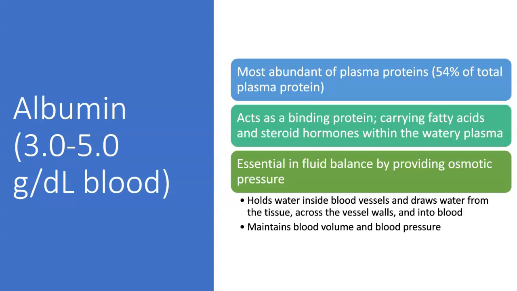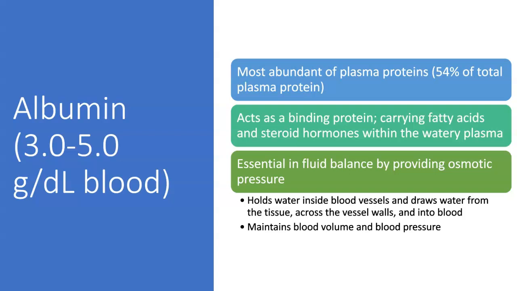Albumin is really important in fluid balance because it is the main chemical that provides osmotic pressure, which means a pressure that's placed on the blood vessels from the plasma. This helps hold water inside of the blood vessels and also draw water from the tissues across the vessels and into the blood if we need to pull water from it. So if we're really dehydrated, we can pull water into our bloodstream because of this albumin.